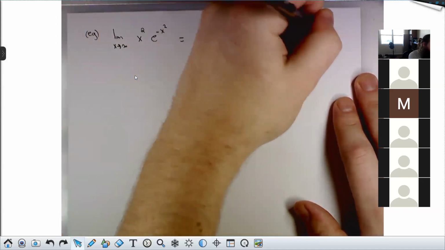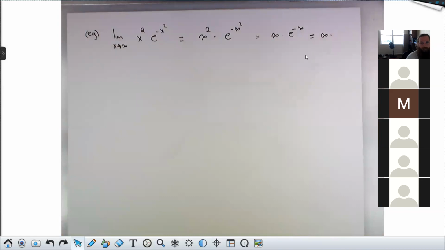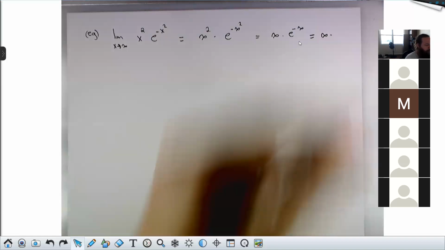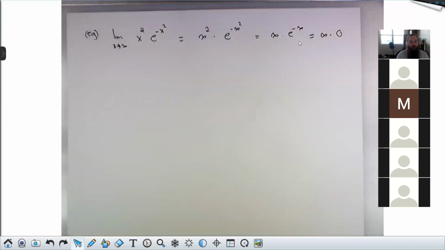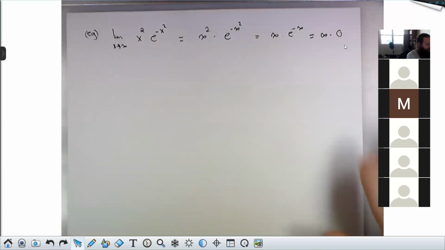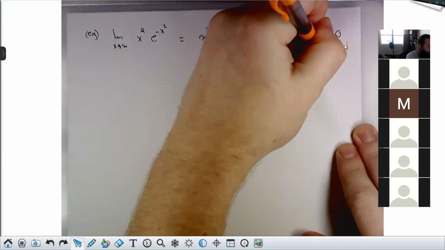And what's e to the negative infinity? It's 0. The graph of e to the negative x goes to 0 as x goes off to the right. So this looks like infinity times 0. And that's not an indeterminate ratio, but it is an indeterminate form. This is called an indeterminate product.